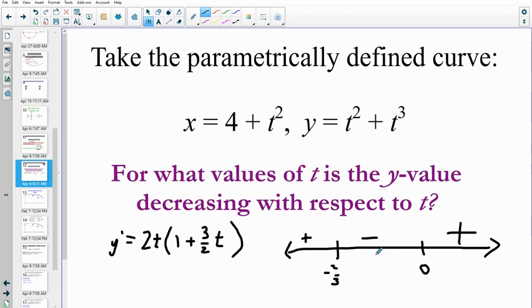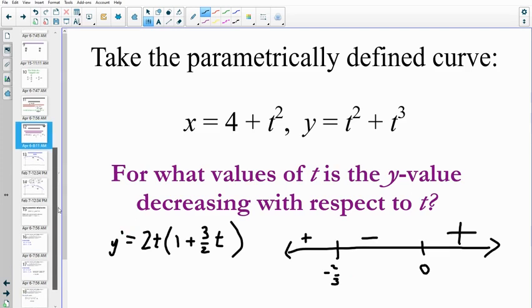That's the specific question we're looking at right now, but that's what we're thinking about. What is happening to the y value? We're looking at dy/dt. What's happening to the x value? We're looking at dx/dt.